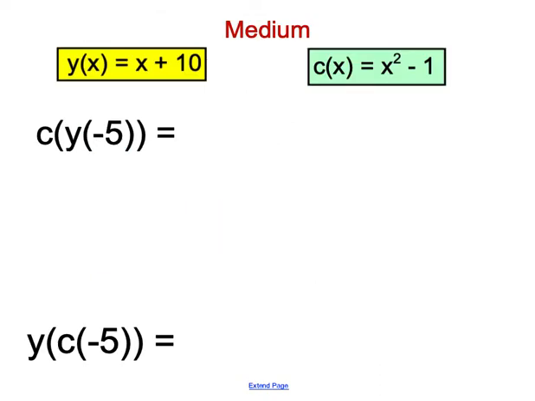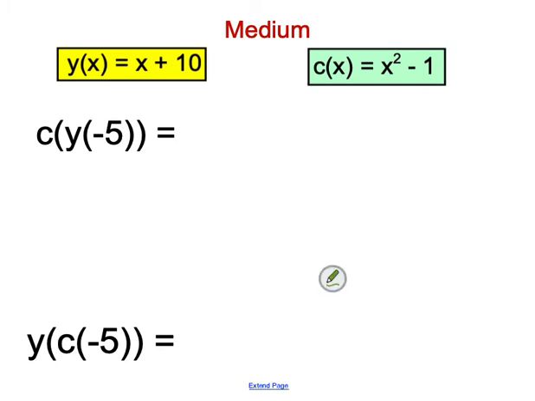Let's try another set. Now I have y of x equals x plus 10 and c of x equals x squared minus 1. I called the first example mild. I'm calling this one medium. It's really no different except that c of x has an x squared. It's a quadratic, so you just have to be a little more careful with your math is all. So here, c of y of -5 is how you would say that first one out loud.